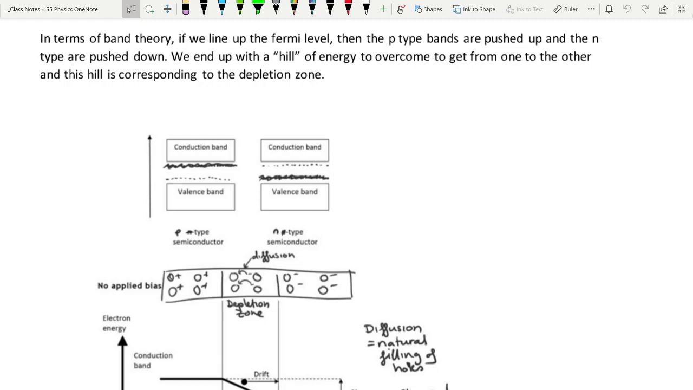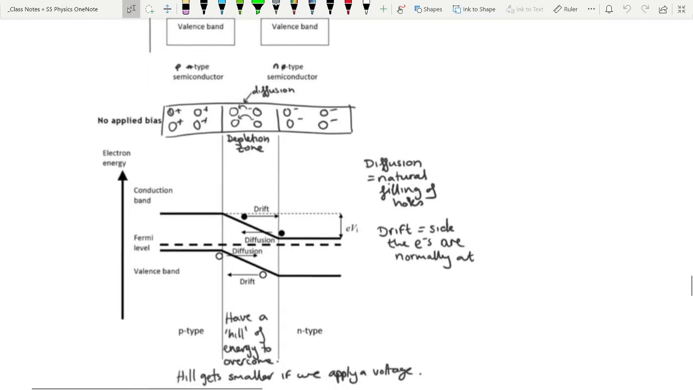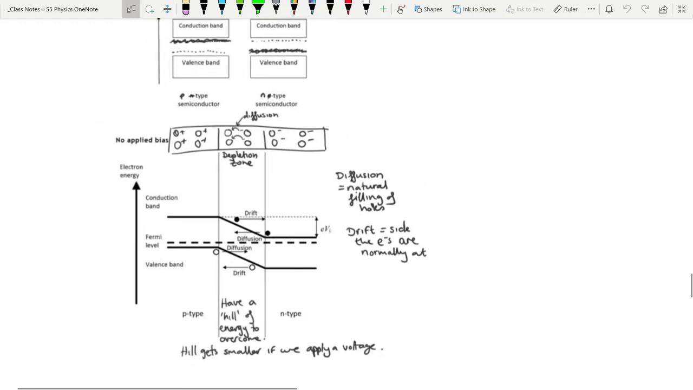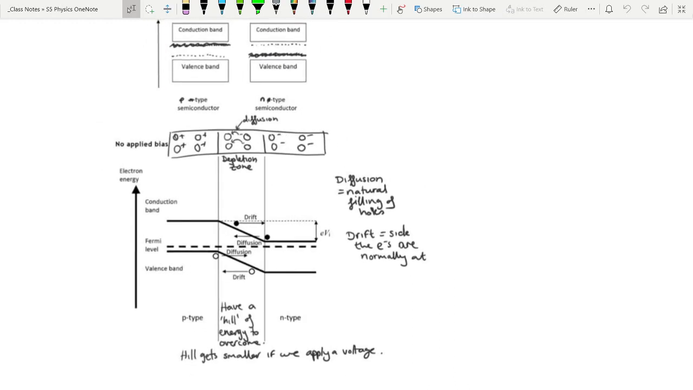So the conduction band on this side, on our N-type, and our valence band, get pushed down. And that is what this is here. So that's our conduction band and valence band. And our conduction band and valence band got pushed down. So this is conduction band, and this is valence band. Okay. And you'll see if we join those up, there's this little hill. Okay. And this is like a hill to overcome.